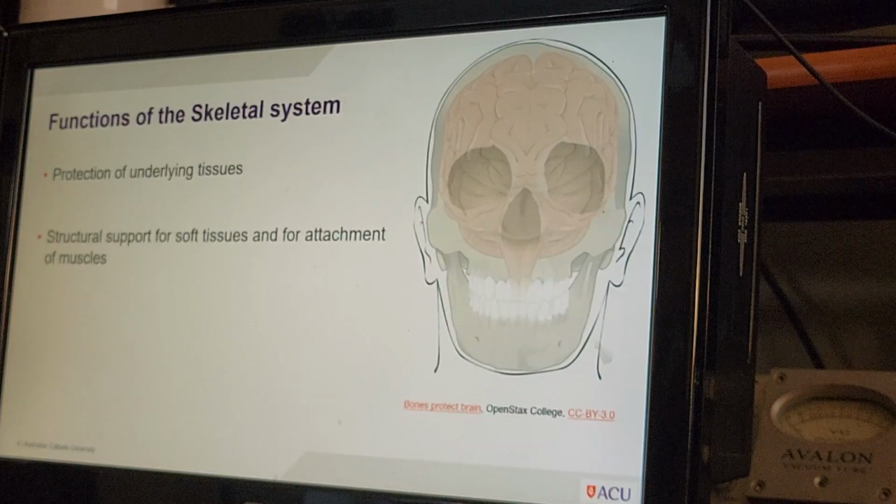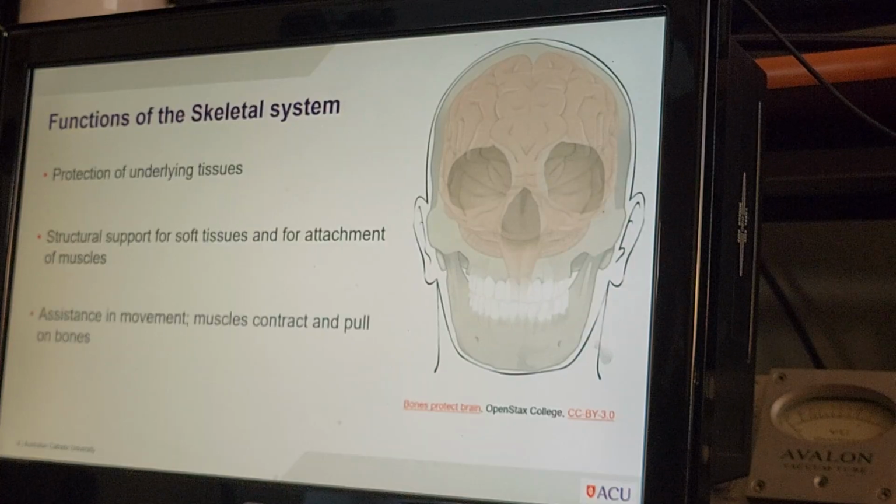Another important function of the skeletal system is to provide a structural framework, a support tissue that we can attach muscles to and can help support the more soft tissues that we have within the body. Another major function is to work together with muscles to allow movement to occur. When muscles contract and pull on bones, we get movement along certain planes, depending on how the bones in the joint are held together.